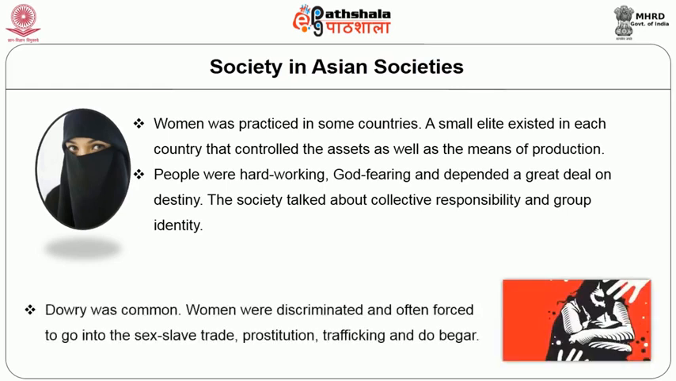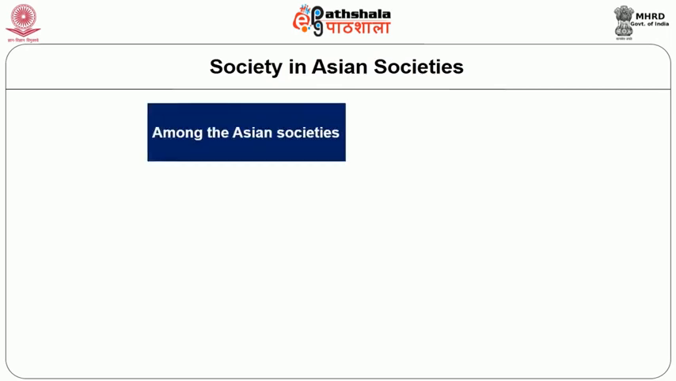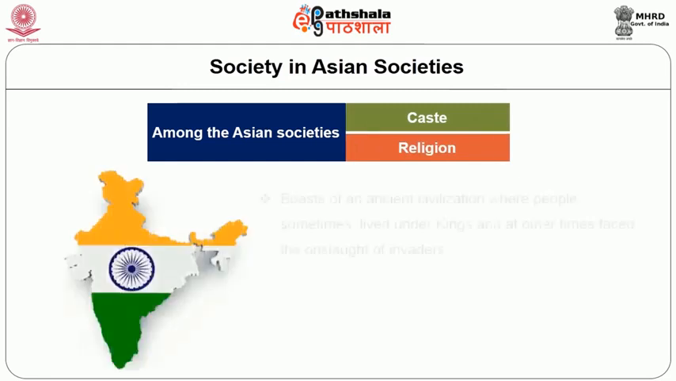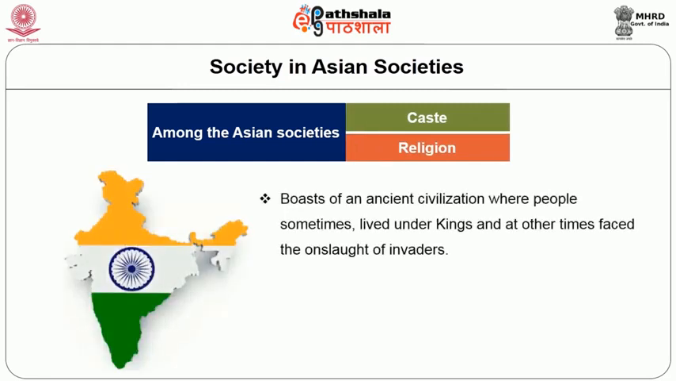Dowry was common. Women were discriminated against and even forced into the sex slave trade, prostitution, trafficking, and begging. Among the Asian societies, divisions on the basis of caste and religion are common. India, for example, boasts of an ancient civilization where people sometimes lived under kings and at other times faced the onslaught of invaders.